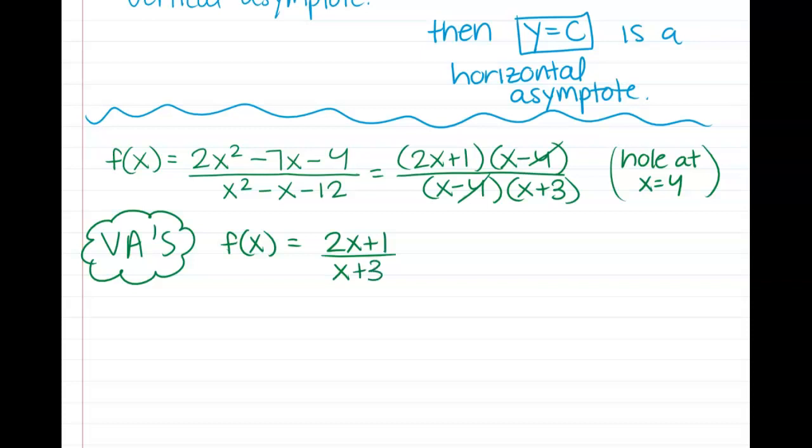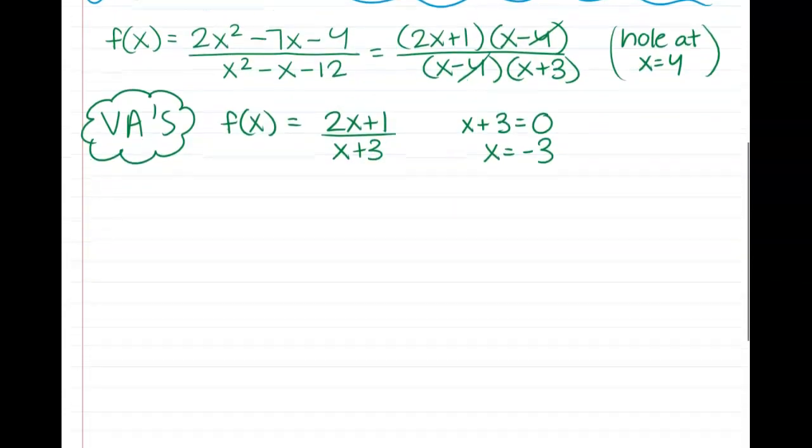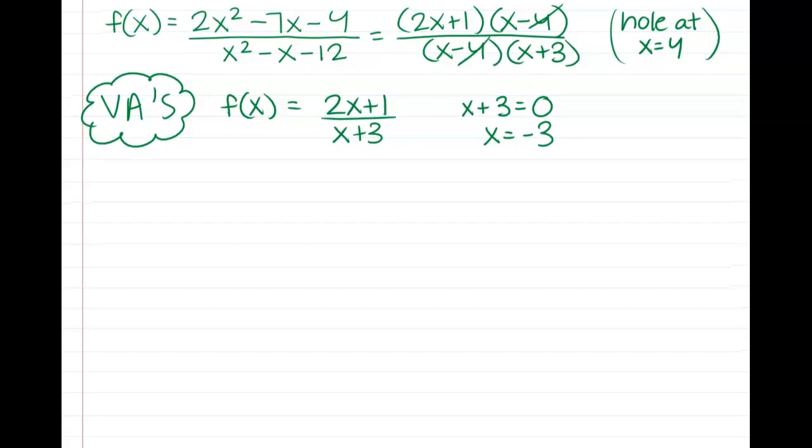If we set the denominator equal to 0, x plus 3 equal to 0, x equals negative 3 is our vertical asymptote. But essentially now we want to prove that it's a vertical asymptote. Before, what we did is check both sides and check the limits. And that's good to do if you want to know the general behavior.